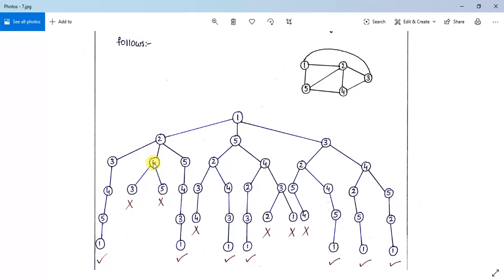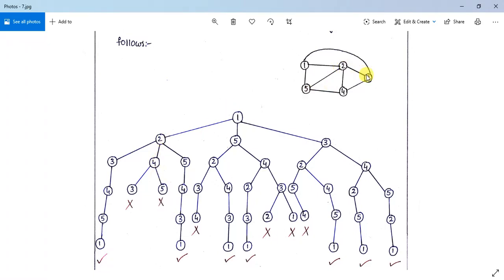Next, from 4 what are the possibilities? I can visit vertex 3. If I visit vertex 3, then there is no chance to visit the remaining vertices, so that is killed using the bounding function. Here no other possibility is there, so backtrack. From 4 what is the other possibility I can have? 5. Even if I go for vertex 5, I am unable to visit vertex 3, so kill using the bounding function. So again backtrack, go for 2.